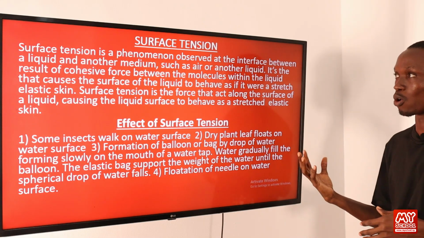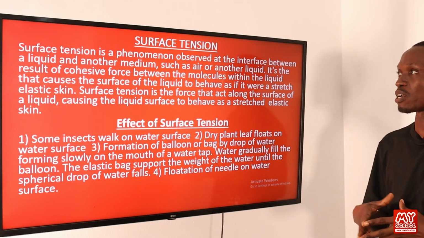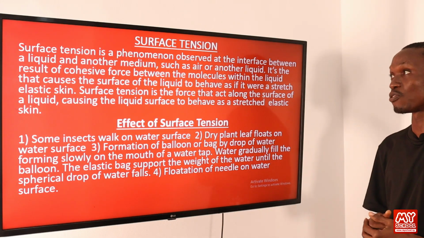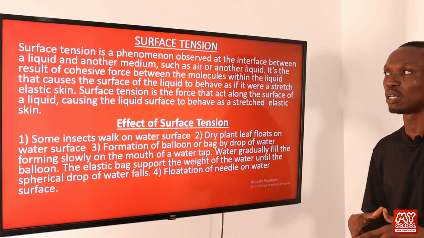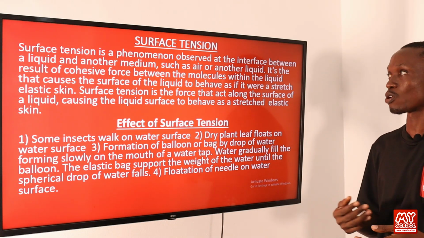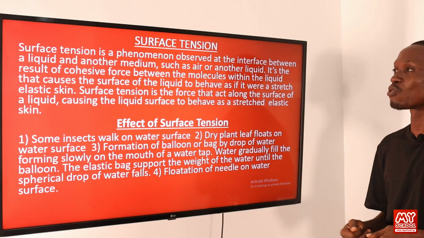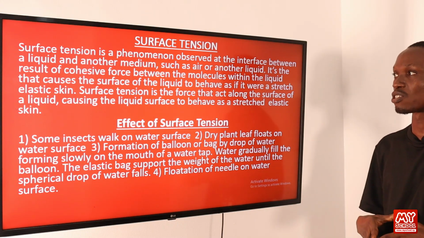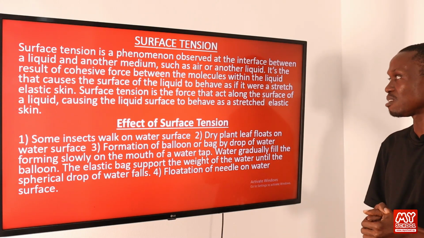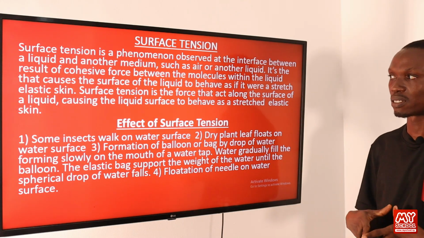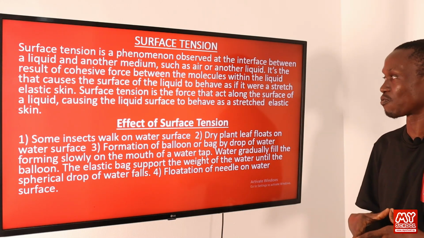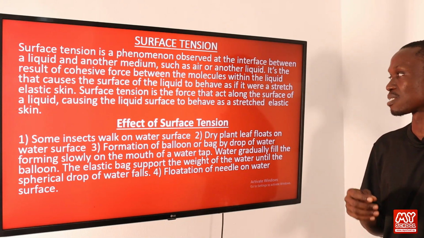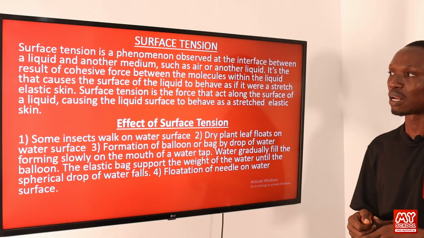So on the next slide, we are still under surface tension, right? Now we want to know the meaning of surface tension basically. Surface tension is a phenomenon observed at the interface between a liquid and another medium, such as air or another liquid. It's the result of cohesive force between the molecules within the liquid that causes the surface of the liquid to behave as if it were a stretched elastic skin. Okay, so surface tension is the force that acts along the surface of a liquid, causing the liquid to behave as a stretched elastic skin.